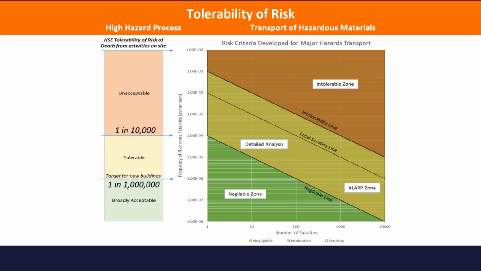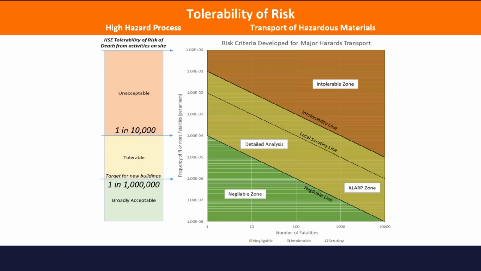So if you're refining oil or creating chemicals, your factory needs to get the risk down to below 1 in a million, and that's considered broadly acceptable for the high hazard industries. On the right, there's the transport of hazardous materials. So if you're driving a truck full of chemicals, what's the risk to the outside world? How likely are you to kill people? And the more people you kill, the lower probability you want, or the lower risk you'll accept.